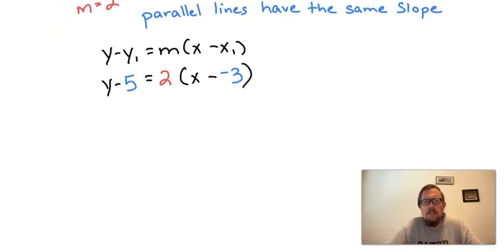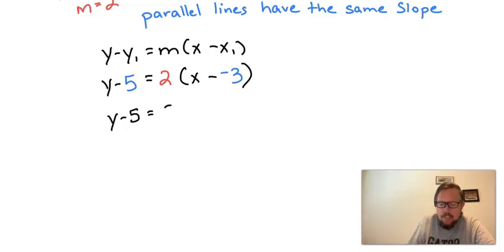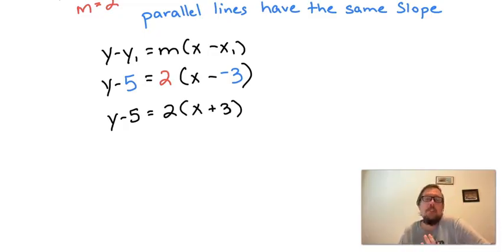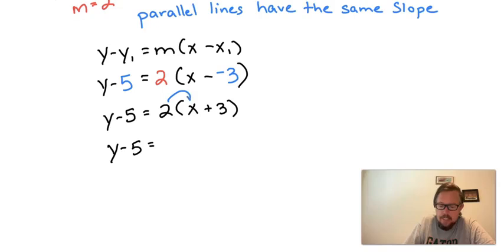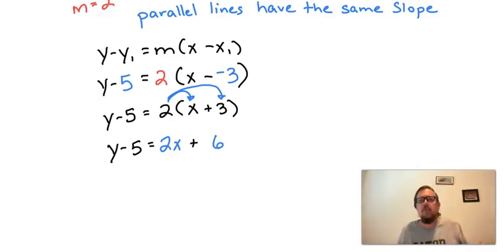The first thing I want to do is fix that minus negative. I don't like minus negative, it looks weird to me. So I'm going to rewrite this as +3. And then the 2 outside the parentheses means to do the distributive property. So we'll go ahead and do that. We've got 2 times x, which is 2x, and 2 times 3, which is 6, and we've got the plus sign in between.